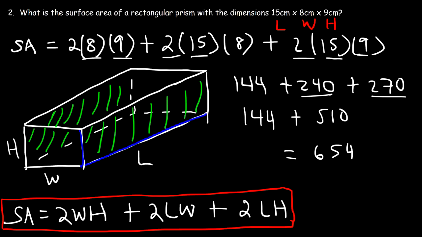So that's the surface area. And whenever you're dealing with area, the units is going to be unit squared. So it's going to be square centimeters or centimeters squared. So that is the surface area of this figure, 654 square centimeters. So now you know how to find it.